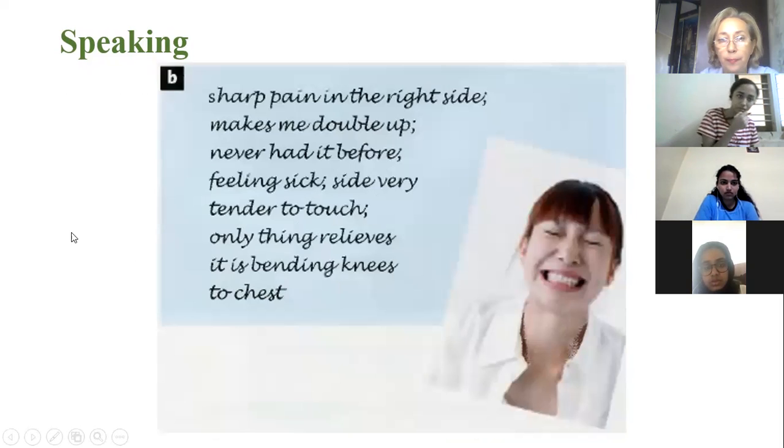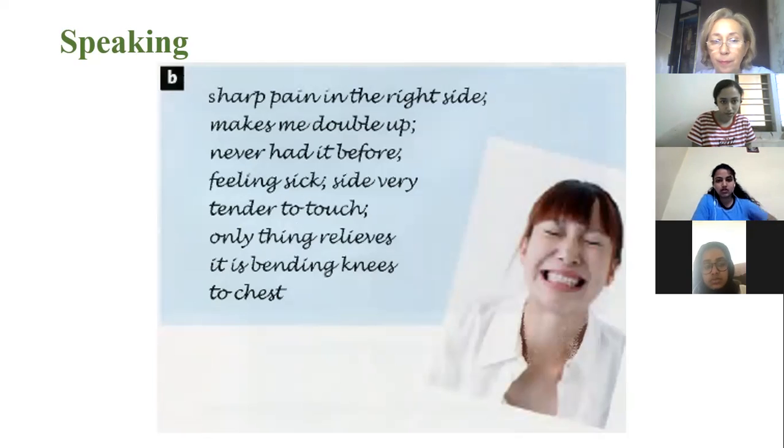So one more patient. Let us listen to Jabbar. Read the notes, please. Sharp pain in the right side makes me double up. Never had it before. Feeling sick, very tender to touch. Only thing that relieves it is bending knees to chest.